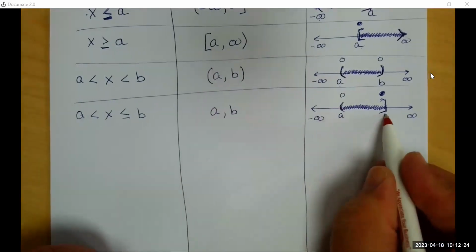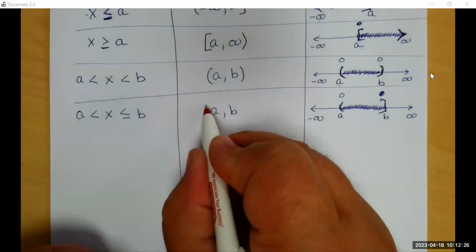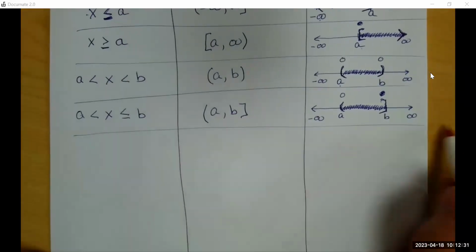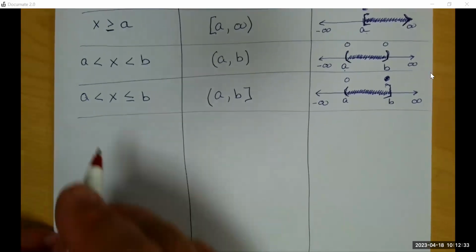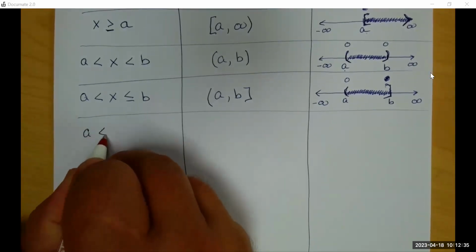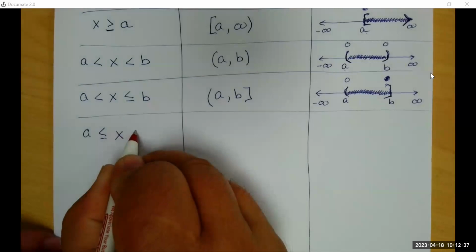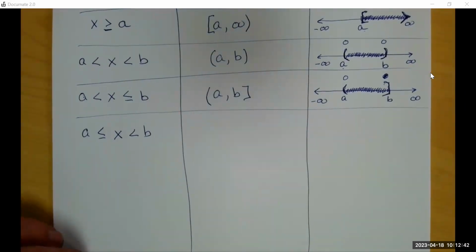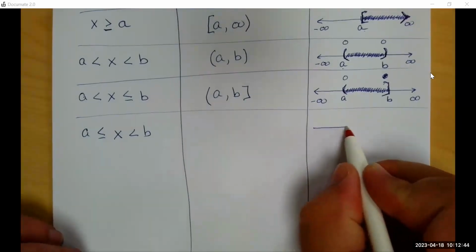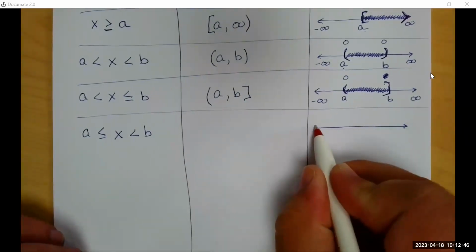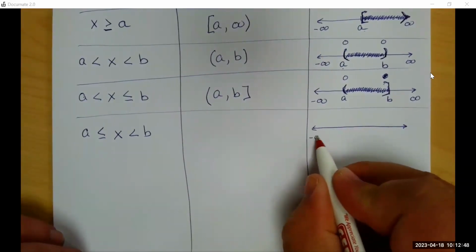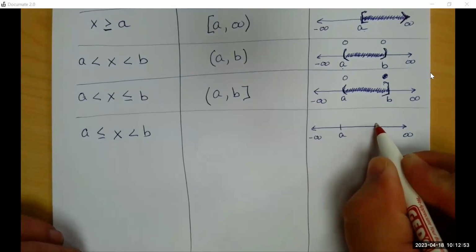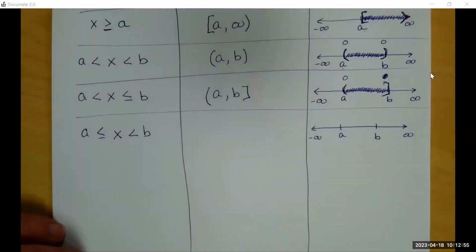The range goes from A to B. A is not included, B is included. A is less than or equal to X is less than B. Negative infinity, positive infinity. There's A and there's B.